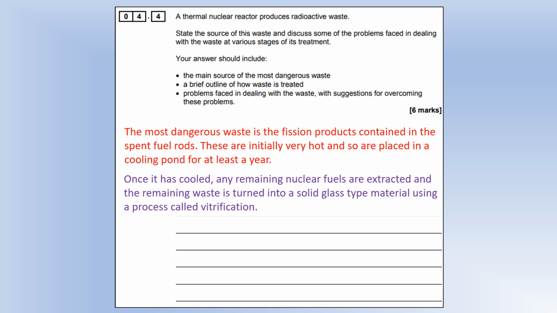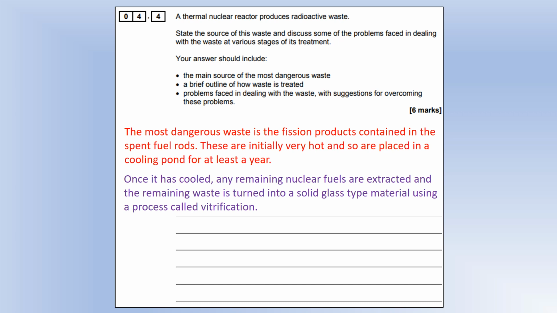So to deal with that, the first thing is we try and take any useful nuclear fallout of it. And the next thing we do is we turn it into a solid so it can't leak out. So we turn it into a solid glass type material, and that process is called vitrification. So we don't really want liquid, we want it solid. It's much easier to store.